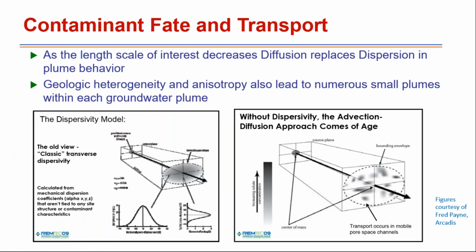So let's go back a little bit to, again, this length of scale, where diffusion starts to replace dispersion as plume behavior. Now, the heterogeneity and anisotropy lead to numerous small-scale plumes. On the left again is the classic view we were all taught, where it's spread out evenly. But in the real world, there is some spreading, but it's confined to small areas. So these higher K areas could be a stream channel, it could be a variety of things.